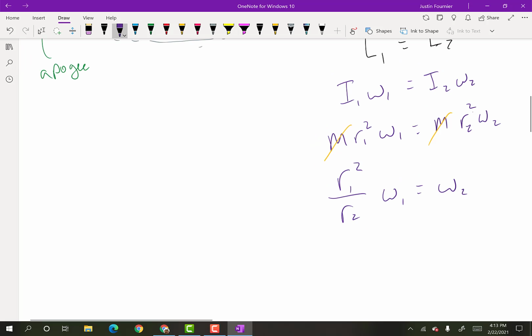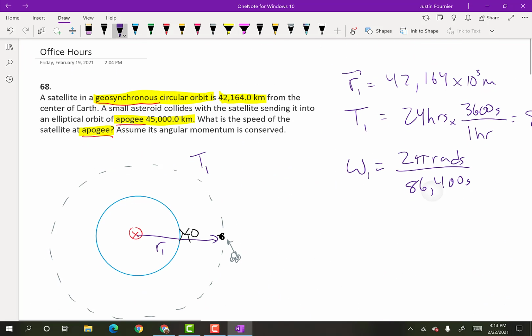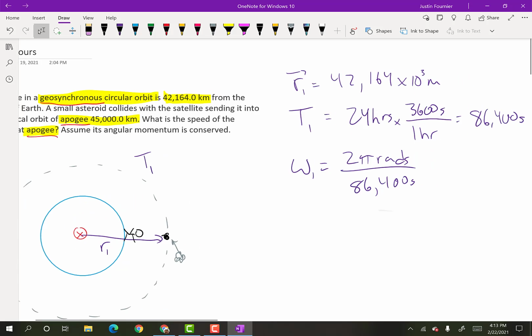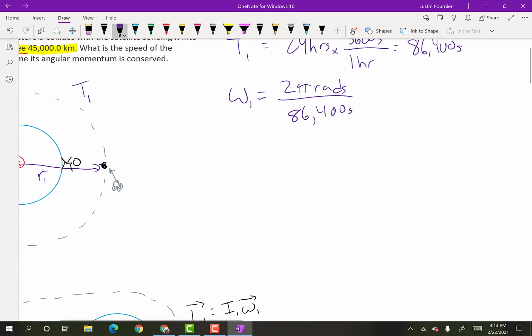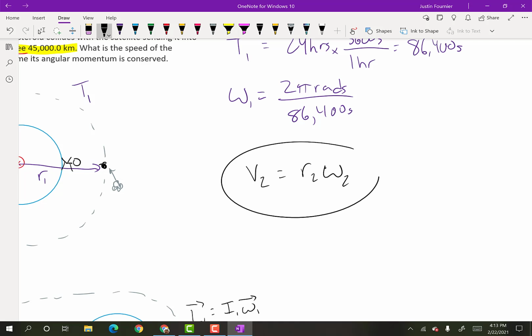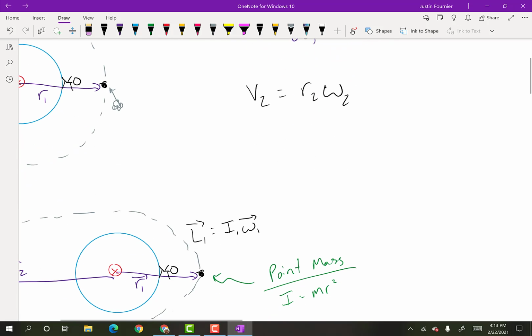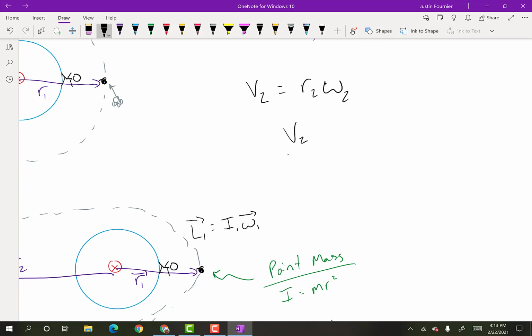And lastly, they want the speed. And this is something I kind of screwed up. Sorry, when I wrote my answers, I just found omega 2. But they want the speed. So a way I can get to that is that I can remember the speed, v2, would be r2 times omega 2. So it's that relationship translating between rotational velocity and linear velocity. So I'll use that, or rather v2 over r2 is equal to omega 2.